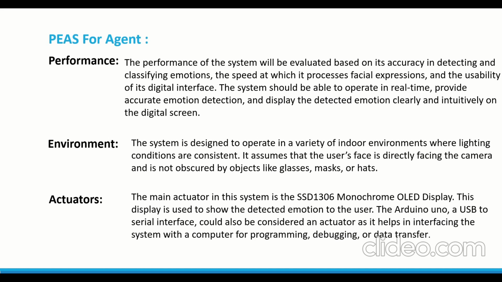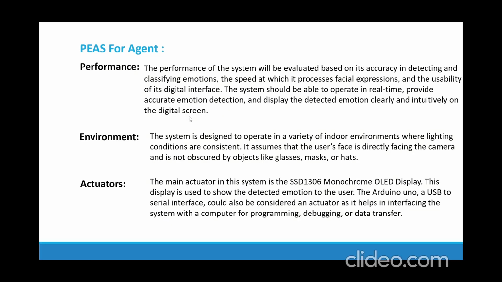Here I am explaining the PEAS for the agent. Now these are the following keys for our project, for our agent. The performance is measured based on its accuracy in detecting and classifying emotions, and at what speed the facial expressions are recognized by the model. So this is the performance. And for the environment, the person must sit under a lighting condition that is consistent.